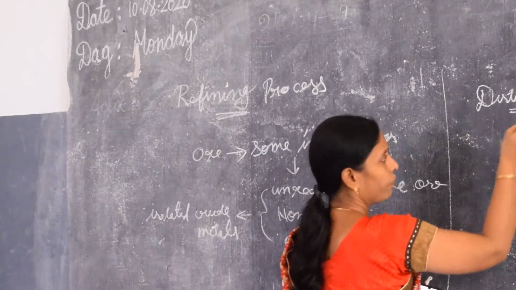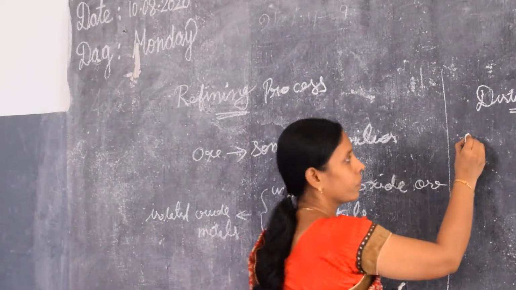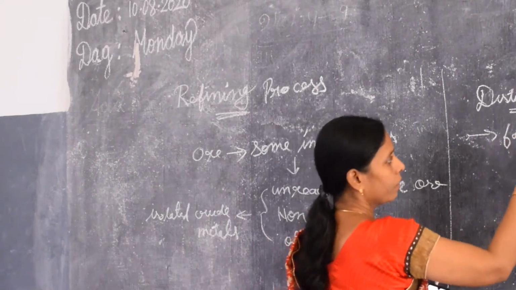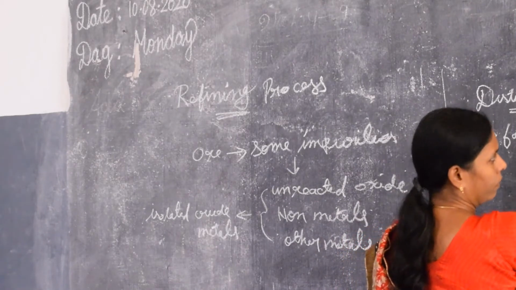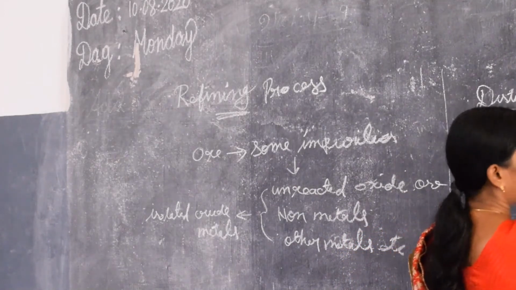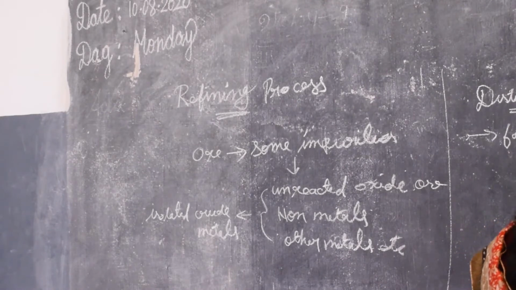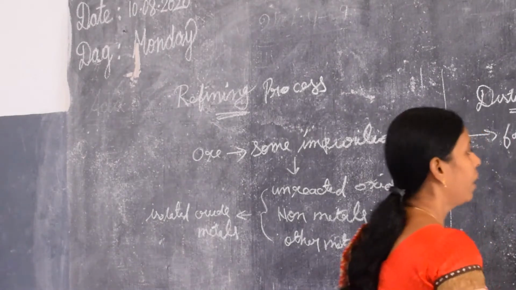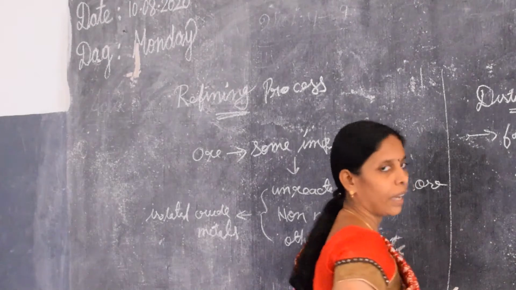Distillation process. In this process, it is only for low boiling volatile metals, like zinc and mercury, these kinds of metals.